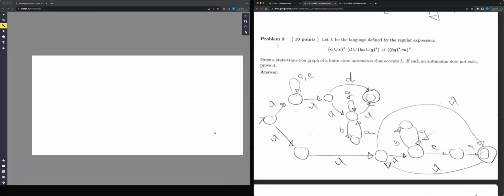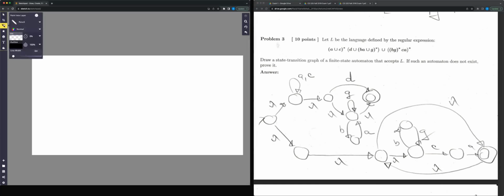Okay, let's move on to finite state automatons. For finite state automatons, all you need to know is these small machines, and everything is going to be a concatenation of the smaller machines. Let me show you all the smaller machines you need to know.